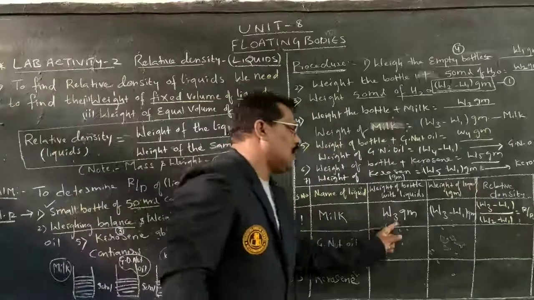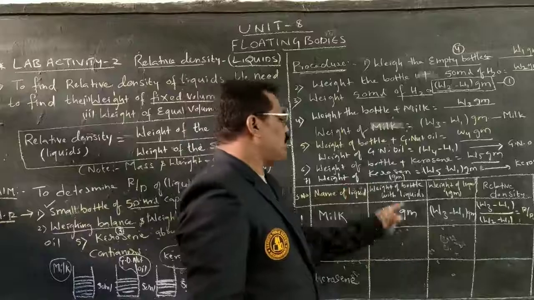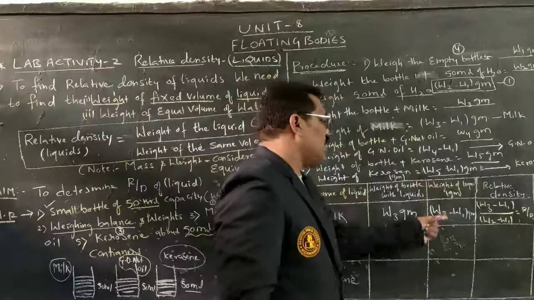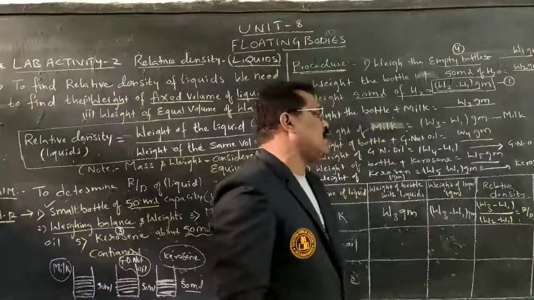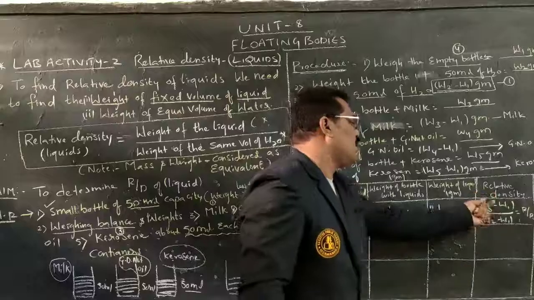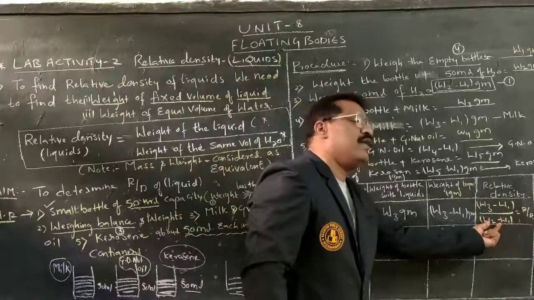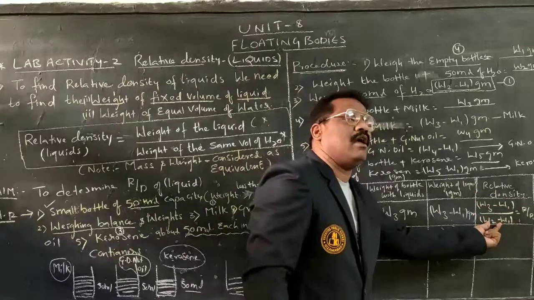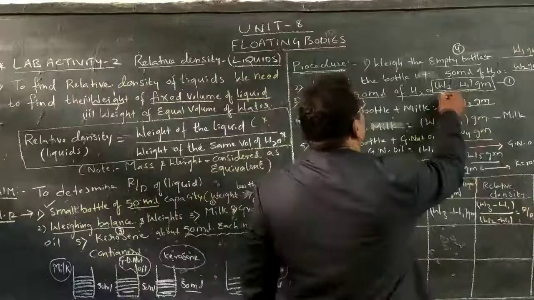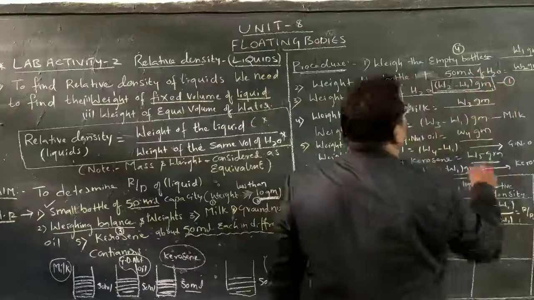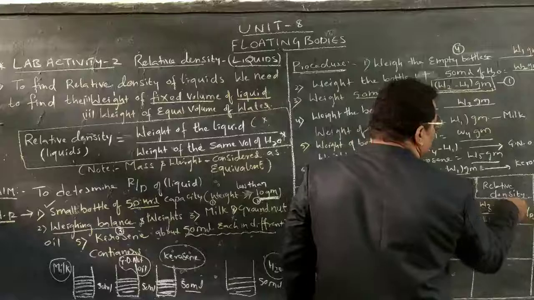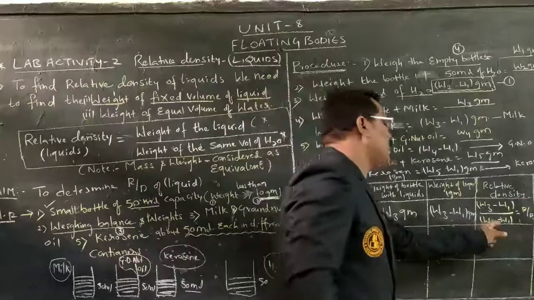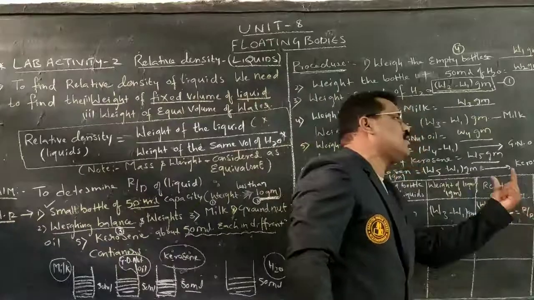See here, W3 grams is the weight of the liquid plus bottle. Only the liquid weight is W3 minus W1 grams. Relative density means the weight of the liquid by the weight of an equal volume of water. Therefore, the weight of water is W2 minus W1 grams. W3 minus W1 by W2 minus W1 grams is equal to relative density.